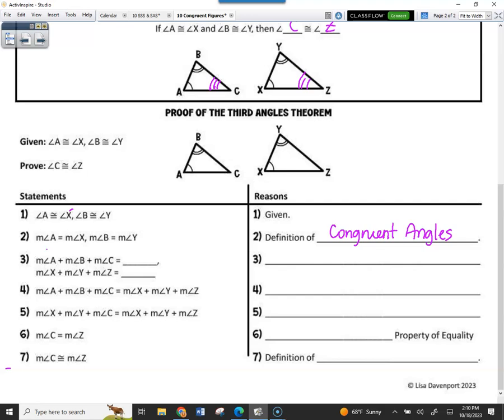All right, the next line. If you read it, it says the measure of angle A plus the measure of angle B plus the measure of angle C has to equal what? 180 degrees. Measure of angle X plus measure of angle Y plus measure of angle Z has to equal 180.